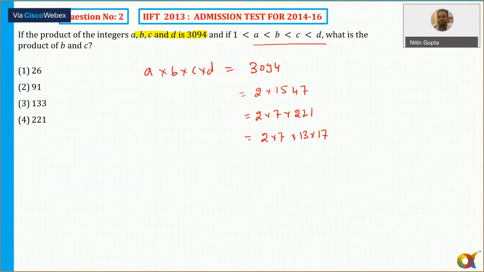Okay. So a, b, c, less than d. So this is a, and this is the product of b and c. So the product of b into c is nothing but option number 1. So the correct answer for this is option 2, 91. Any doubts to anyone? Please respond.